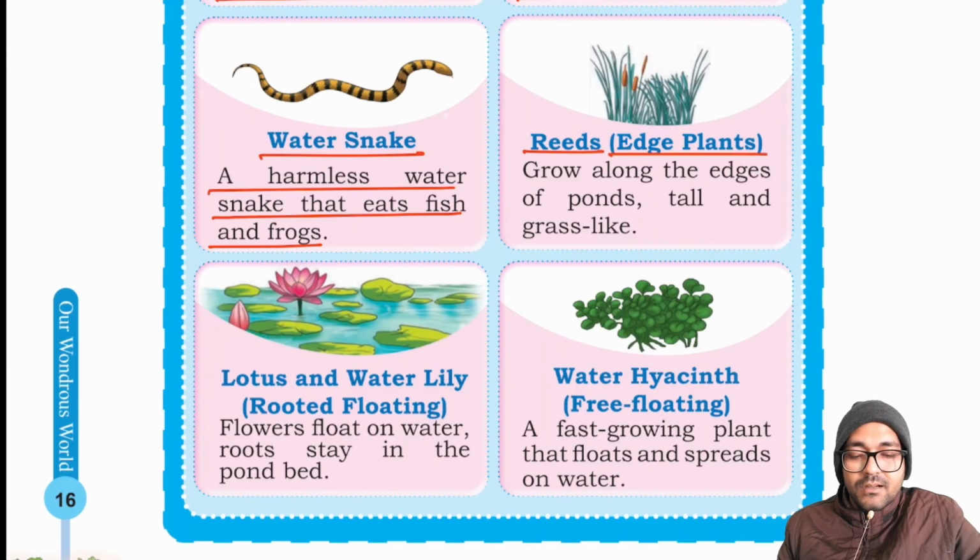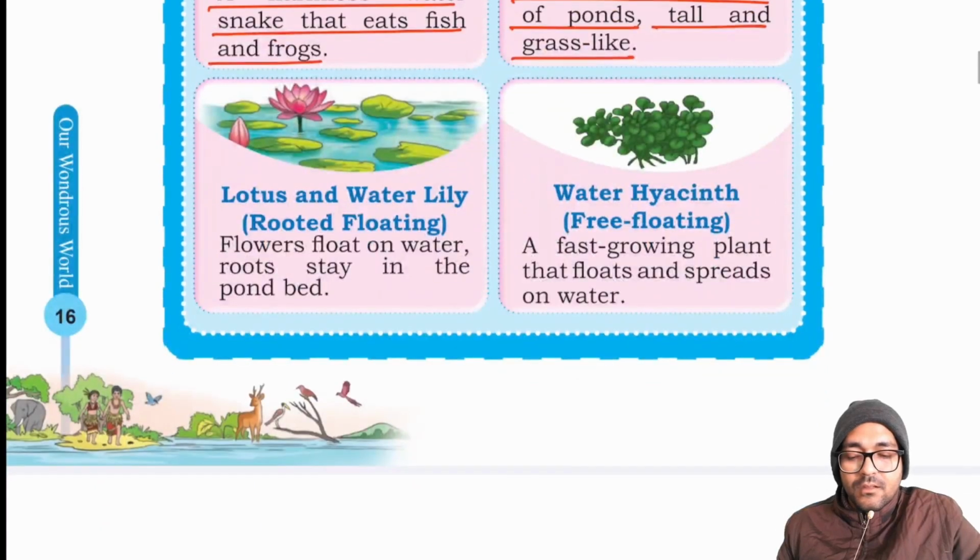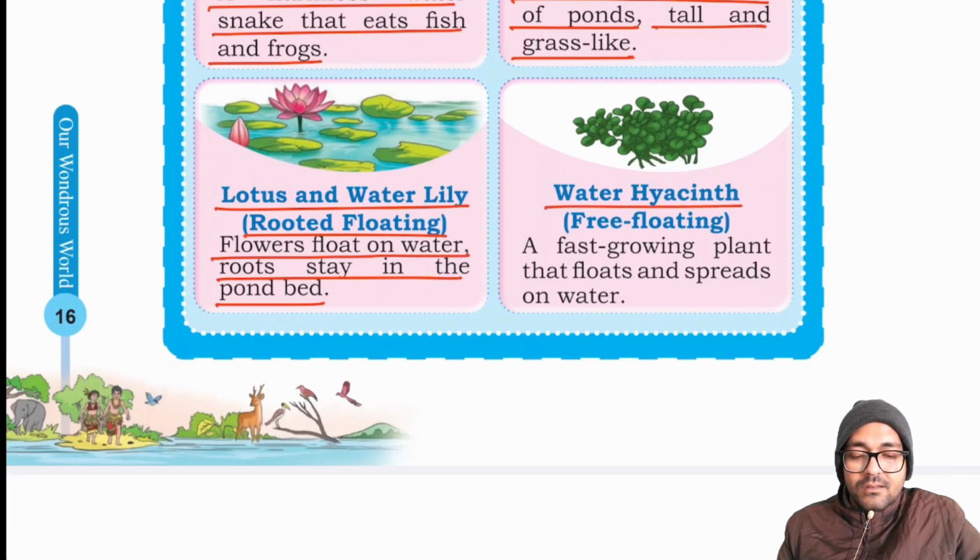Reeds, as plants, grow along the edges of ponds, tall and grass-like. Lotus and water lily, rooted floating. Flowers float on water, roots stay in the pond bed. Water hyacinth, free floating. A fast growing plant that floats and spreads on water.